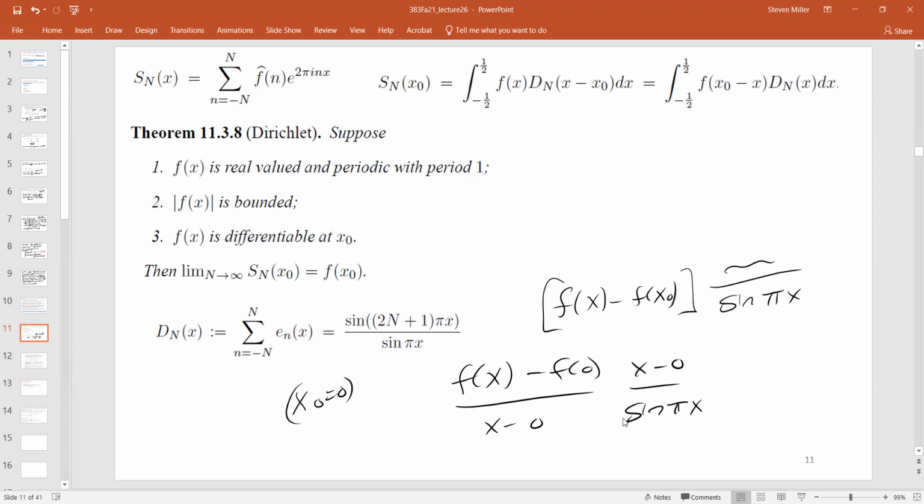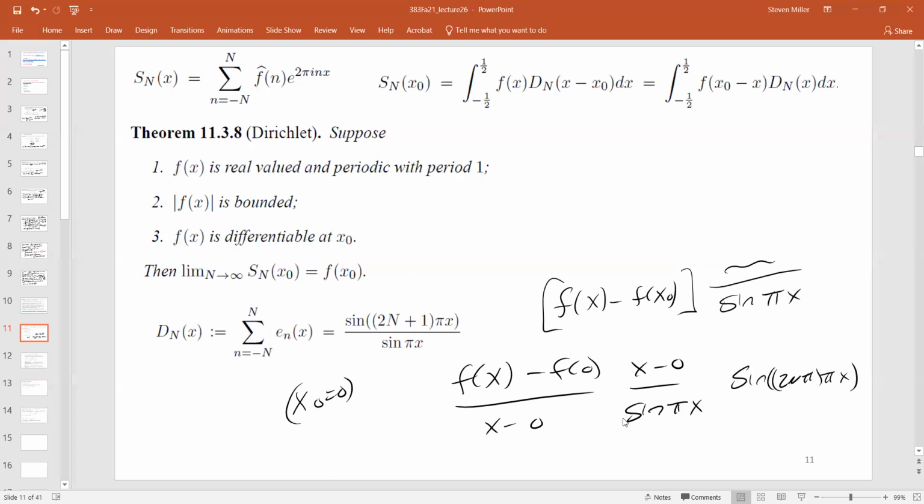If my function is differentiable? Yes, because if my function is differentiable, (f(x) minus f(0)) over x is just going to look like f prime. And so by multiplying by 1 in a clever way, I now have x over sine pi x. Well, x over sine pi x is fine. That's approximately 1. And then I'm going to multiply this by the sine of (2n plus 1) pi x.